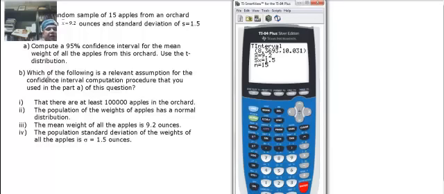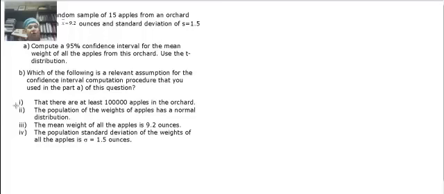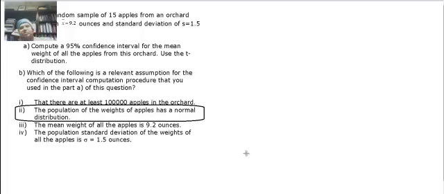That'll be better. Now it says which of the following is a relevant assumption for this computation. It says there are at least 100,000 apples in the orchard, then it says the population of the weights has a normal distribution. Tell me which one. Remember this, when we are using T and the sample is small, and it did give us that it is a simple random sample, because that's a big requirement. We need that the population should have a normal distribution. And in this case, we assumed it. This is not like people's salaries, which may not have a normal distribution.